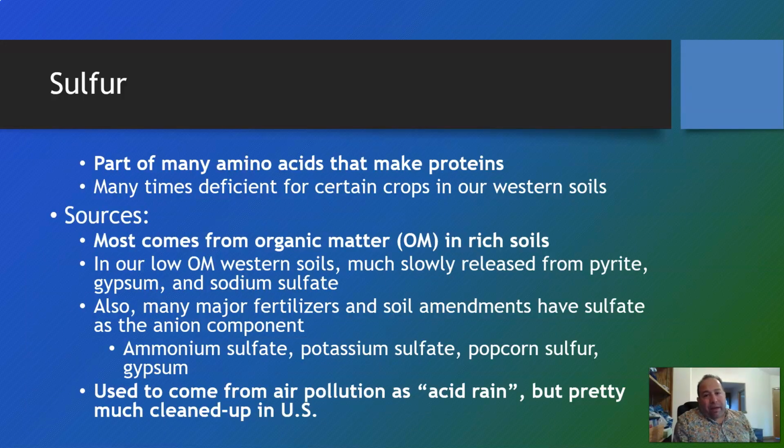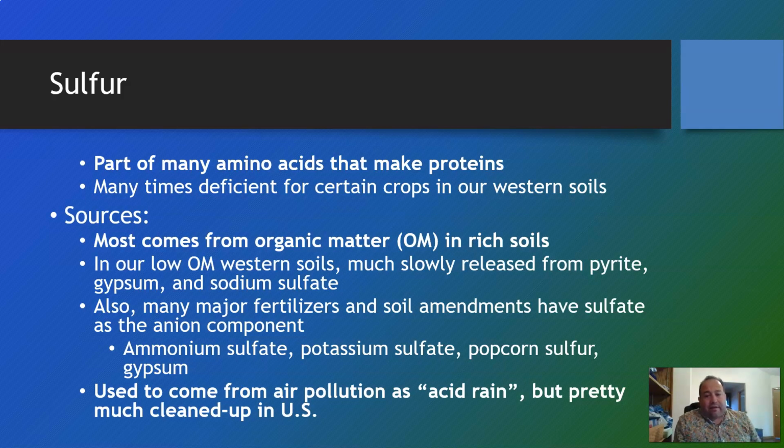So the last of our secondary nutrients is sulfur. It's part of many amino acids that make proteins. Like we said before, it's limiting out here in the western soils, so you can definitely end up with sulfur deficiencies in the crops out here, because it's just not as naturally occurring as magnesium and calcium are. The majority of sulfur comes from organic matter enriched soils. So if you have a soil that's lacking in organic matter, you're already going to know that sulfur deficiency is probably something that you should expect.